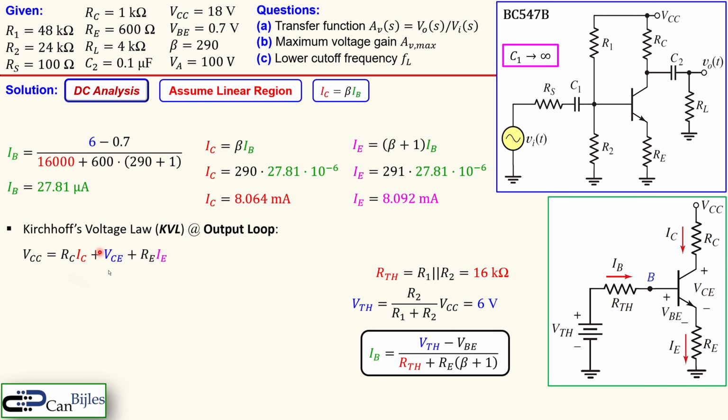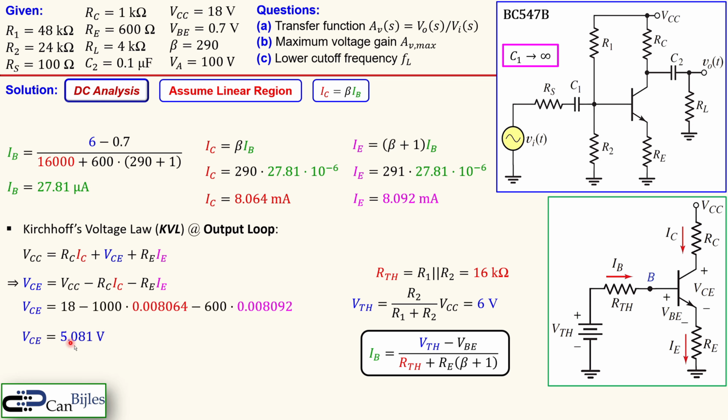So this is it, and I would like to isolate the VCE, so this is this one, and now substitute here the values for the collector current and the emitter current and also the resistors, and that will result in 5.081, which is definitely larger than 0.2, so we can say our assumption is correct, so we are in the linear region for this circuit.